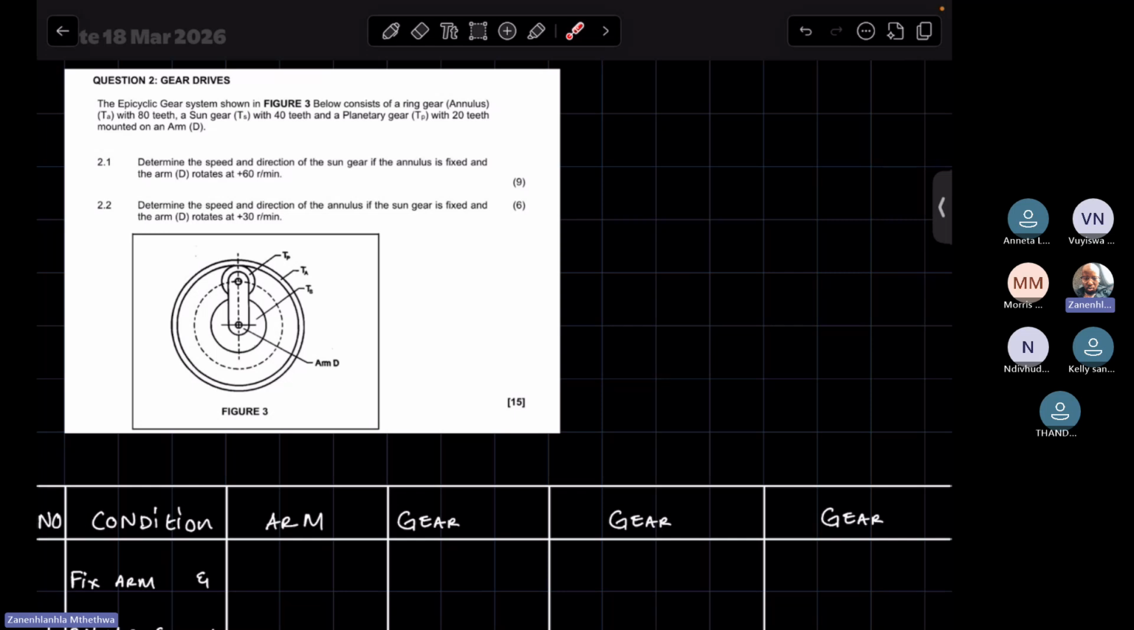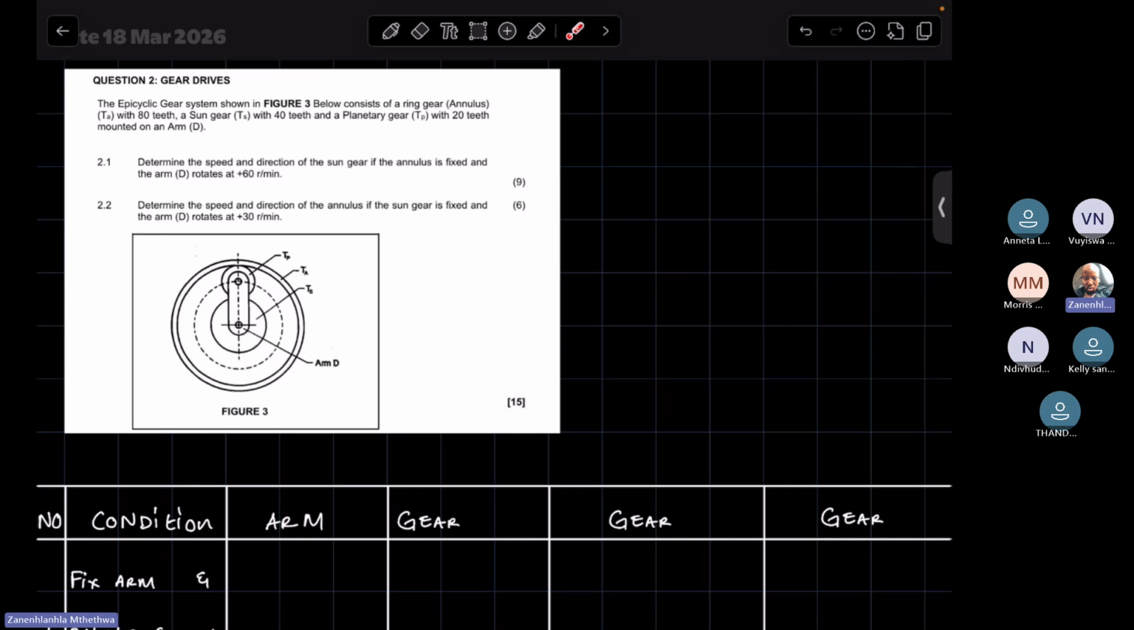On the internal true circumference. Gears either have teeth ground onto them on the external true circumference or internal true circumference. So annulus or ring gears in particular have teeth cut into them or ground into them on the inside true circumference. That is how essentially you spot an annulus.